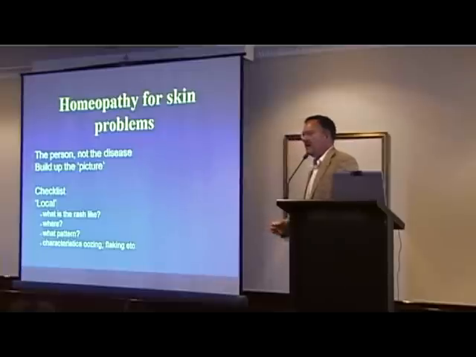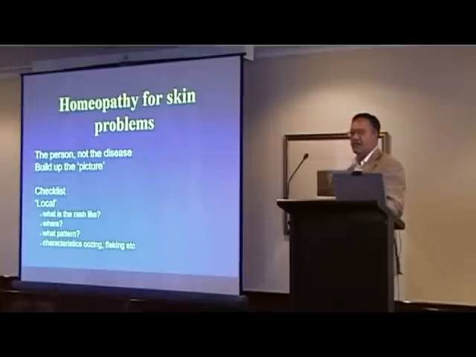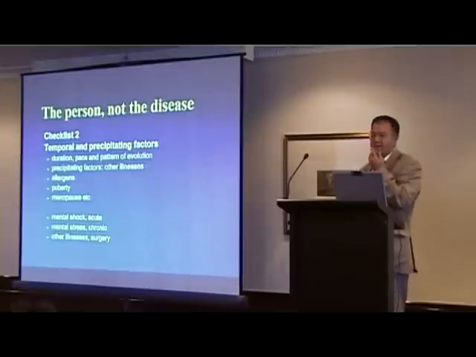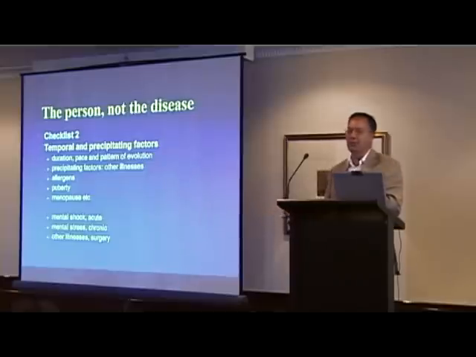And what's the pattern? Does it come in rounded little patches, or is it in big areas? Does it ooze easily? Does it flake a lot? That sort of thing. What exactly is the pattern? And it varies remarkably within what is normally a single disease. And then the pace and the pattern of evolution, as I mentioned earlier, the pace can be important.